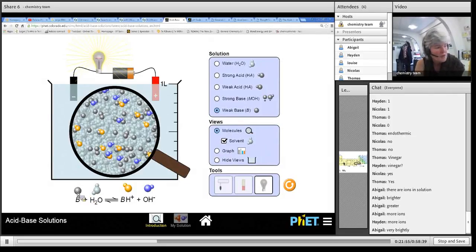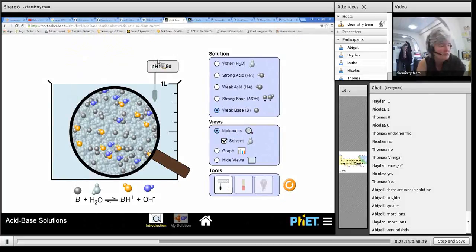So the base reacts with water and accepts a proton. So this is like your ammonium ion, NH4+. It's accepted a proton, so it's become positive. And of course water has lost a proton, so it's negative. And if I now change to a pH meter, can you see I have got an even bigger increase in my pH?